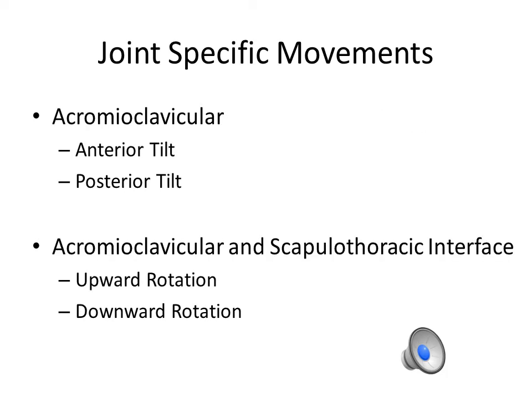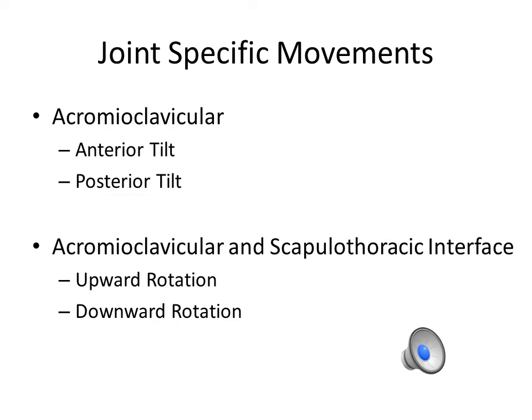Anterior tilt occurs at the acromioclavicular joint when there's anterior movement of the superior aspect of the glenoid fossa at the acromioclavicular joint in the sagittal plane. Posterior tilt at the acromioclavicular joint is the posterior movement of the superior aspect of the glenoid fossa at the acromioclavicular joint, again in the sagittal plane.